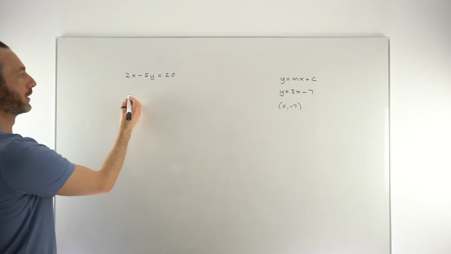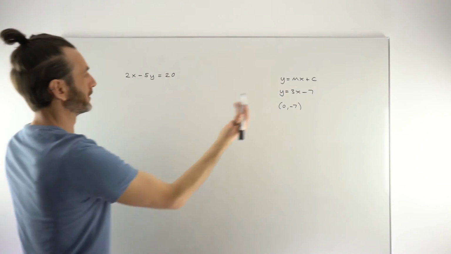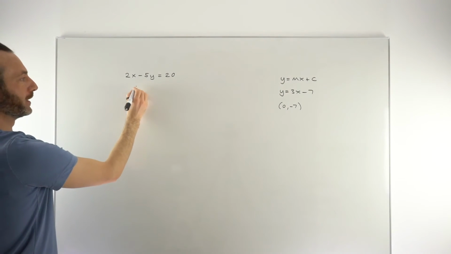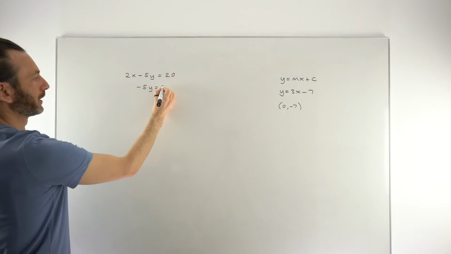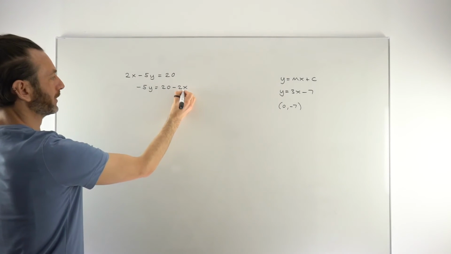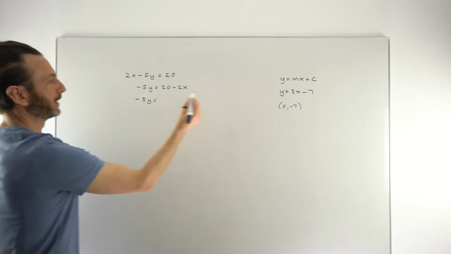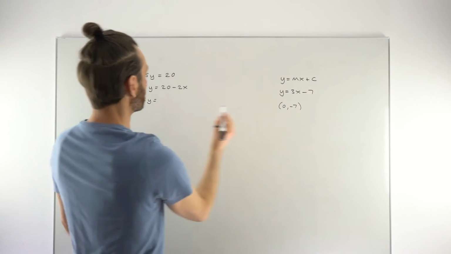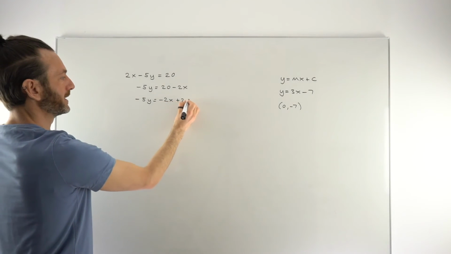Let's start by rearranging the equation. So we need to get the y on its own, like y needs to be the subject of the formula. So let's just start by moving things away from the y. So that's going to give us 20 minus 2x on the other side. And because in the straight line standard form, we put the x term first, I'm just going to spin those around to make it minus 2x plus 20.